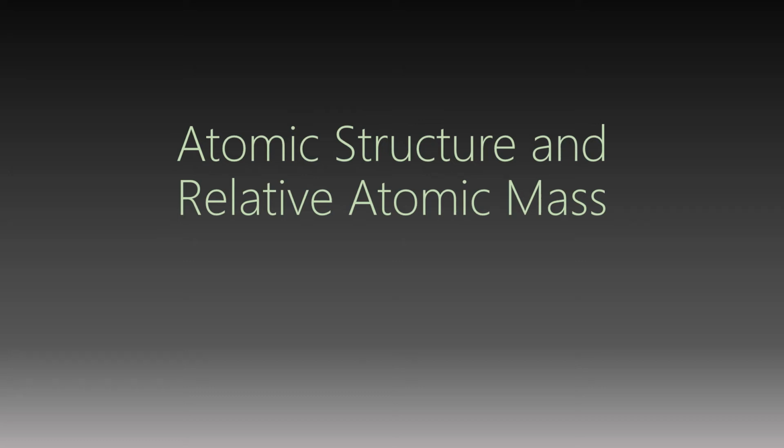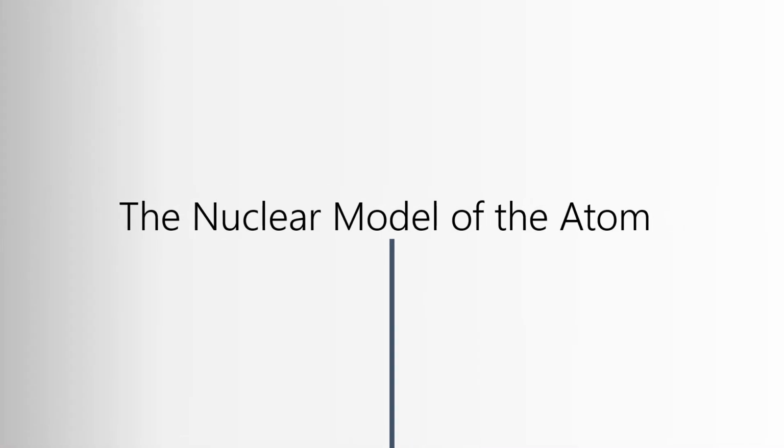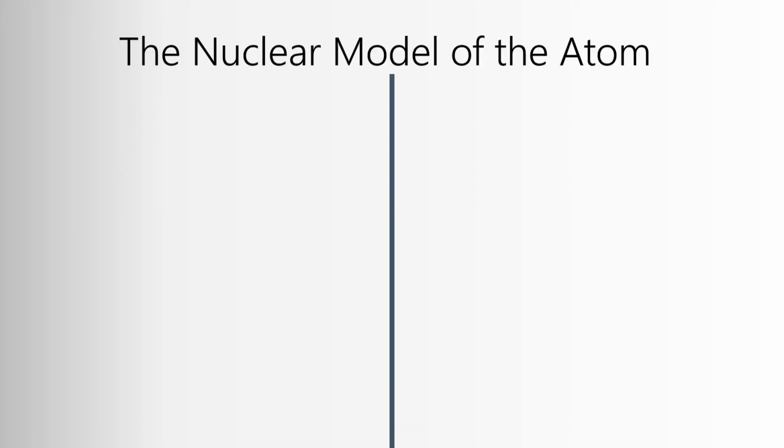Today we're going to talk about atomic structure and relative atomic mass. Dalton's original atomic theory leads through a number of experiments to what we call the nuclear model of the atom. Now, if you have not read up on the history of atomic theory, I would advise you read up at least on the key experiments that led to the discovery of the nuclear model of the atom.